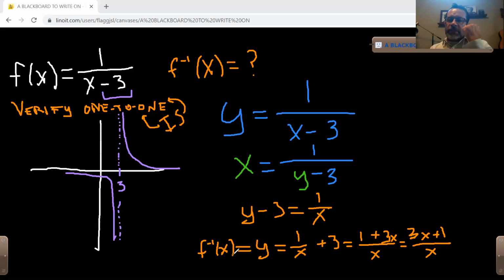And so again, step one, we need to verify if it's a one-to-one function. We do that by doing the horizontal line test. Next up, we substitute x for y and y for x and see what we get. Okay. And once we do that, we solve for y and we get the inverse of the function. Okay. Questions with this one before we move on?